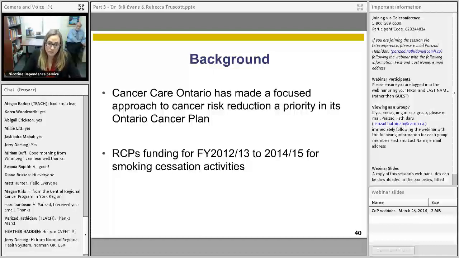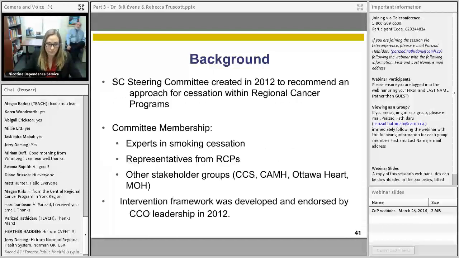For 3 fiscal years, actually, from 2012-13 to the current year, 2014-15, we've been able to focus the dollars that we have for cancer prevention in the regional cancer centers to focus exclusively on smoking cessation activities, which has really helped to get the program going.